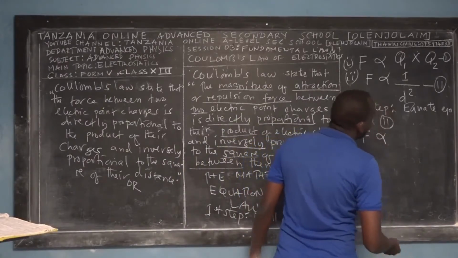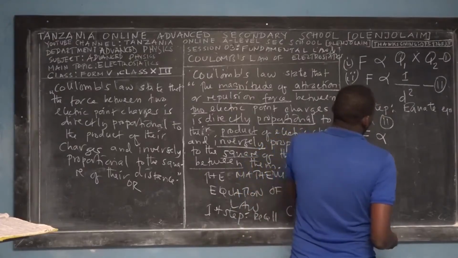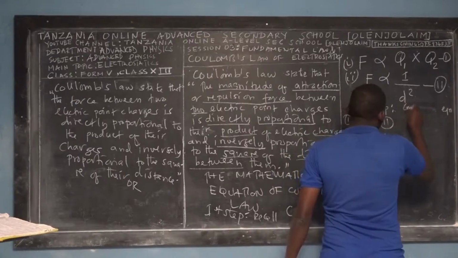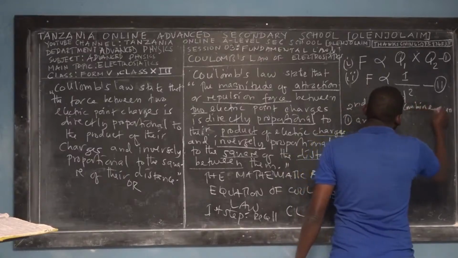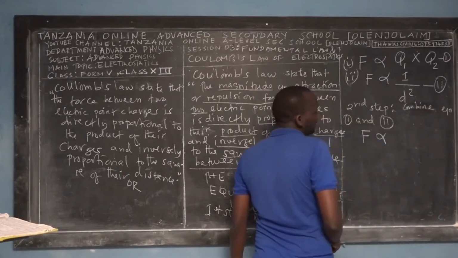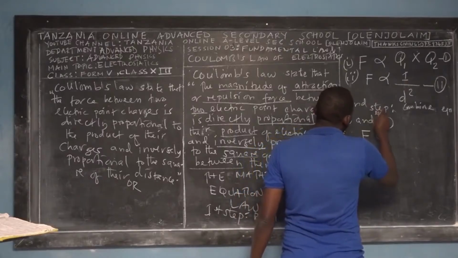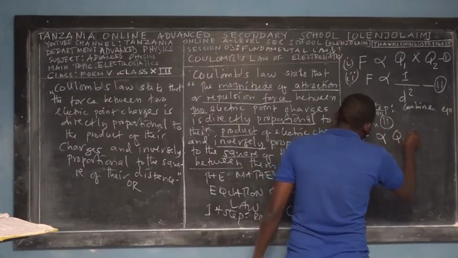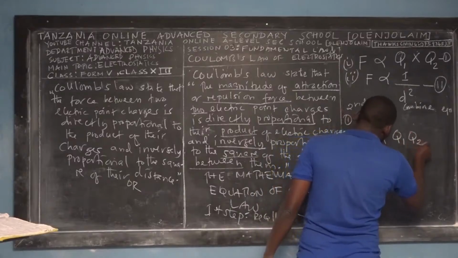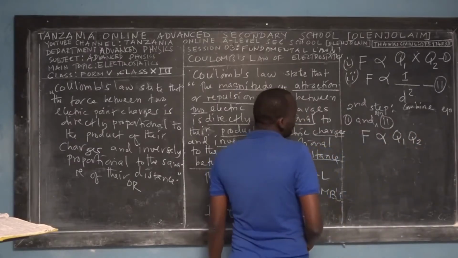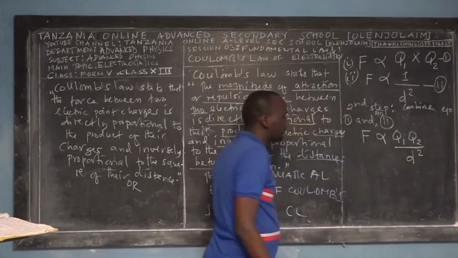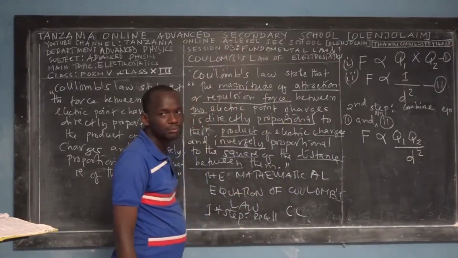Okay, we can equate. He said that he combined equation 1 and equation 2, right? So the force is firstly directly proportional to the product of the quantity of the charges, Q1 and Q2, and then we say that it's also inversely proportional to the square of the distance between them, right?